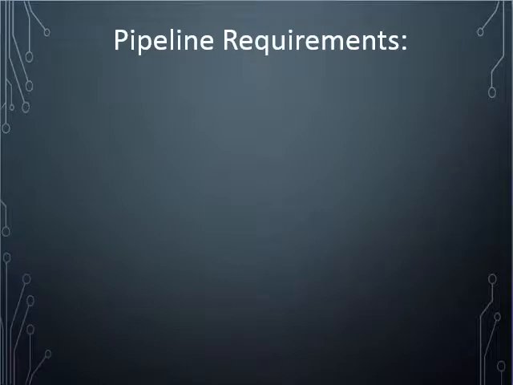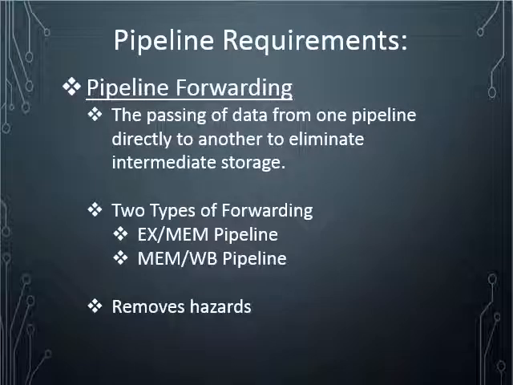There is a workaround or a solution to the problem of hazards. Pipeline forwarding allows the passing of data from one pipeline directly to another to eliminate intermediate storage. Forwarding can take place in the EX-MEM pipeline, which is between the execute and memory stages. Forwarding can also take place in the MEM-WB pipeline, which is between the memory and write-back stages. This will remove data hazards.